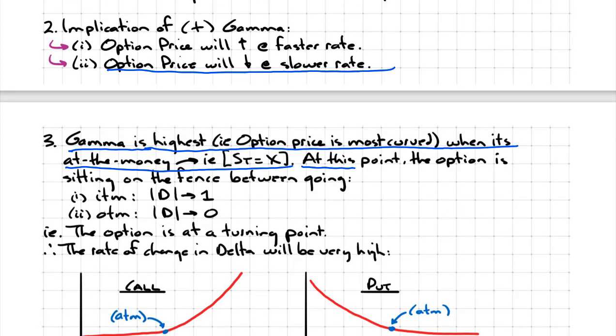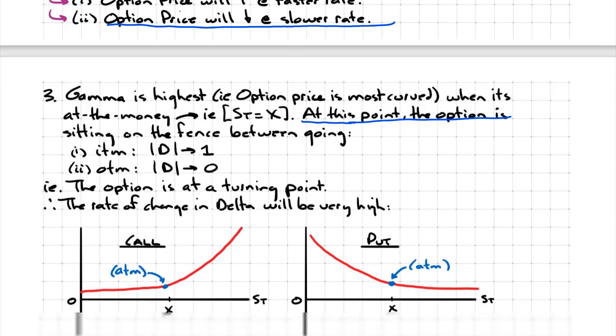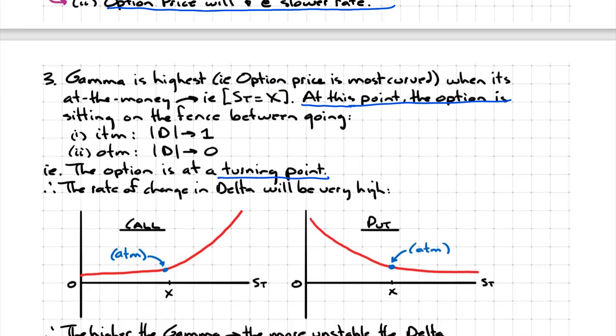Now, what's the logical explanation as to why gamma is highest when the options are at the money? Because at that point, the option is literally sitting on the fence between going in the money, in which case the delta would be converging towards 1, or out of the money, in which case delta would be converging towards 0. In other words, when the option is at the money, it's really at a turning point, and therefore the rate of change in delta will be very high.